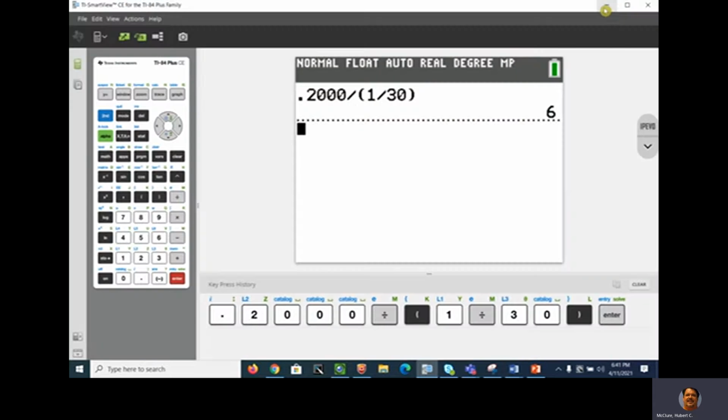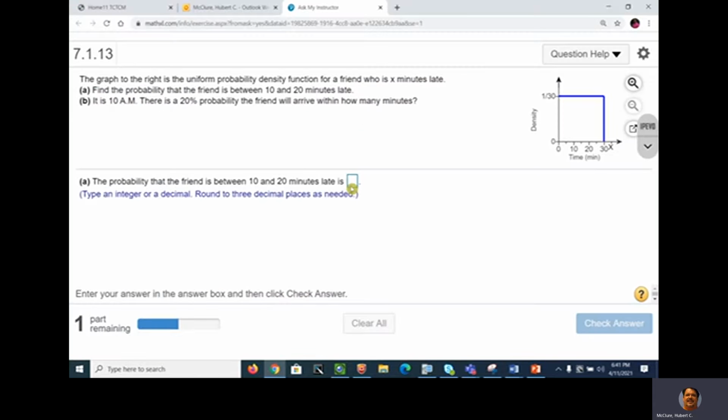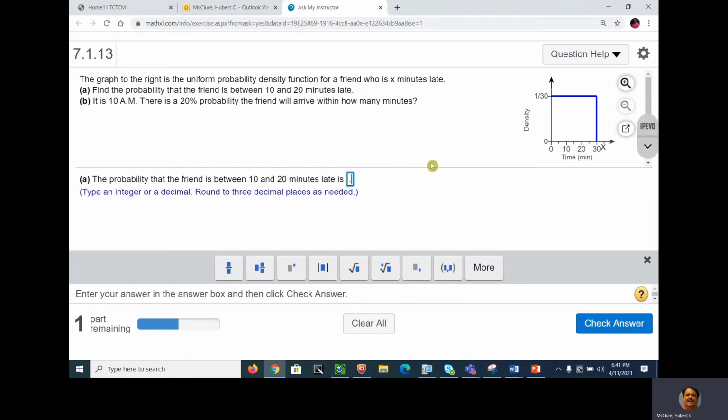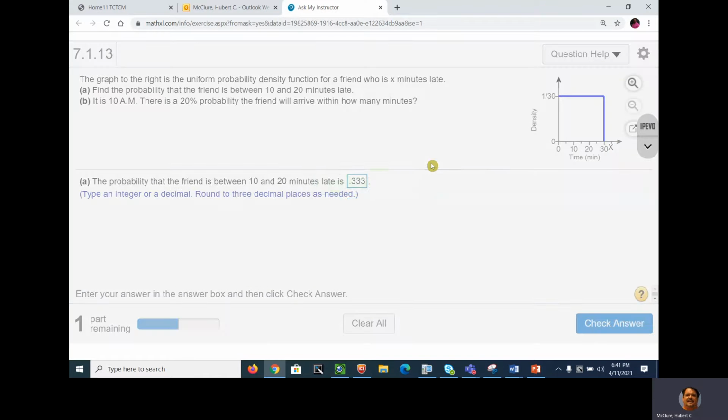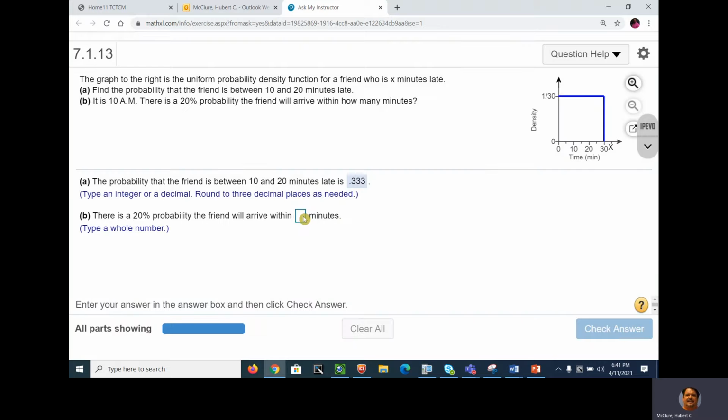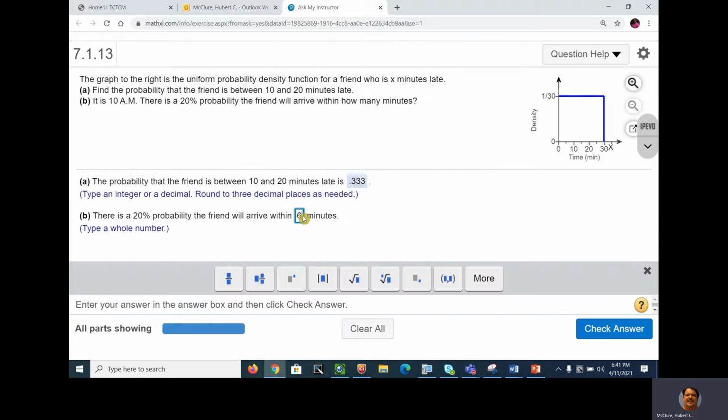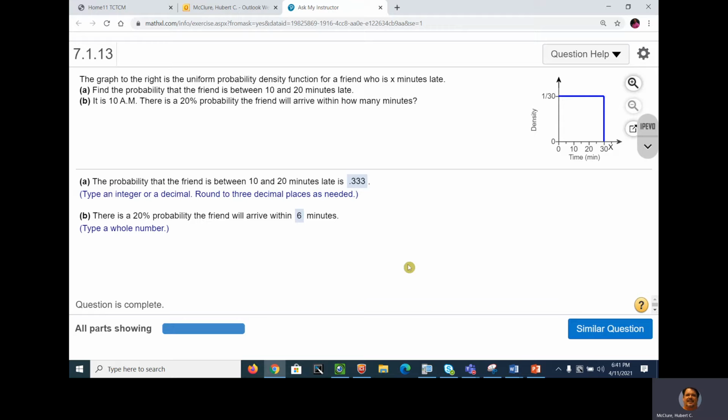So let's type in our answers. Round to 3 decimal places. And 6 minutes. That's a test question. Now you've got 2 or 3 in your notes, because I know I at least did one uniform question in your notes.